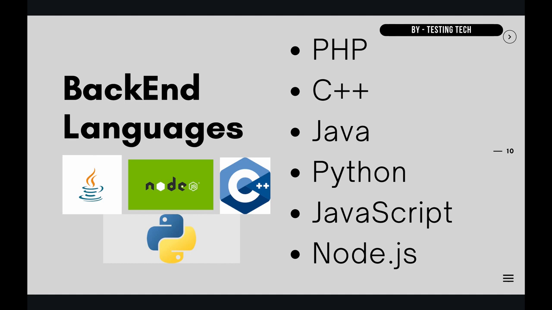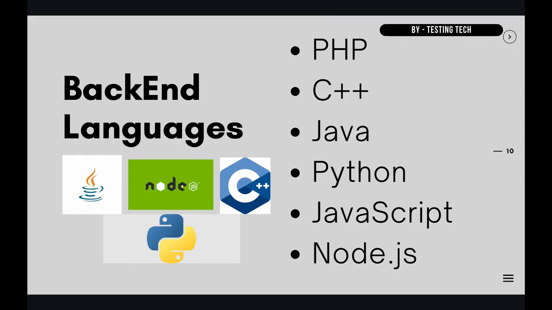JavaScript can be used as both front-end and back-end programming language. Node.js is an open source and cross-platform runtime environment for executing JavaScript code outside of the browser. You need to remember that Node.js is not a framework and it's not a programming language. Most people are confused and think it's a framework or programming language.